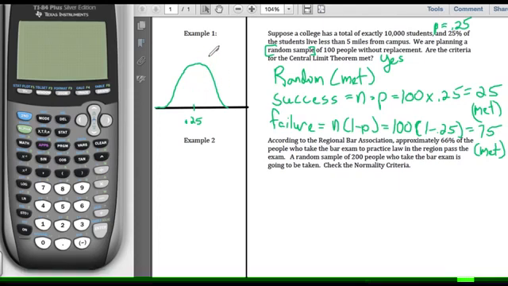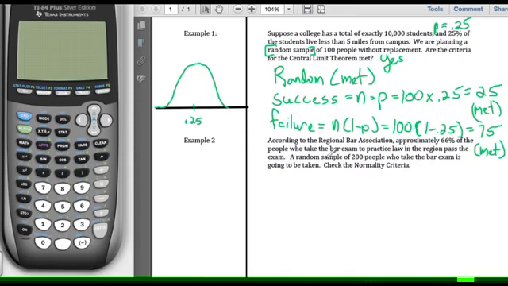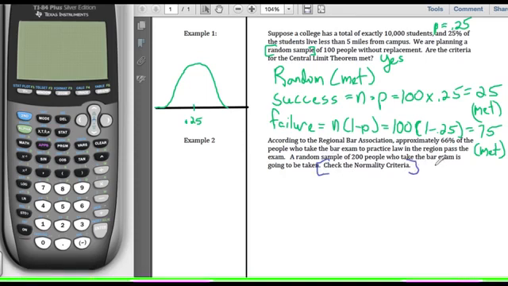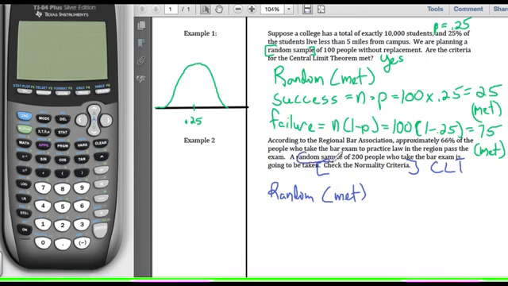But let's look at another central limit theorem example to wrap up this video. It says, according to the Regional Bar Association, approximately 66% of the people who take the bar exam to practice law in the region pass the exam. A random sample of 200 people who take the bar exam is going to be taken. Check the normality criteria. That's another way to say check the central limit theorem. So we just go through and we note that these characteristics are met. Number one is a random sample, not a convenient sample, not a voluntary response sample. Say that's met because of the wording right here.